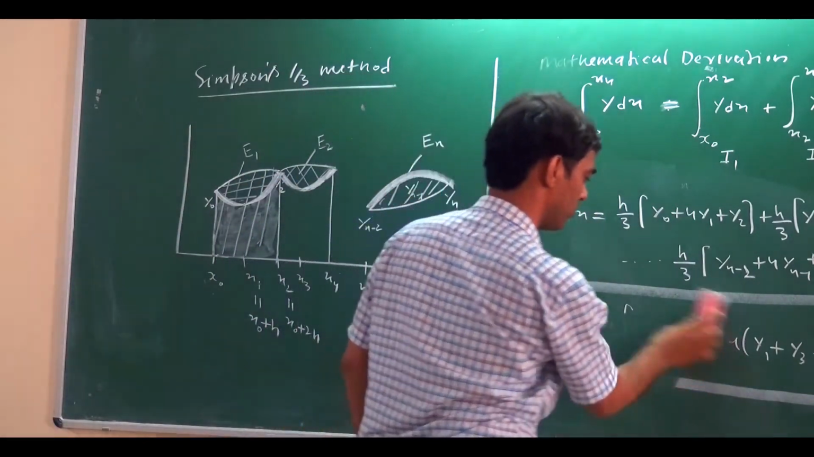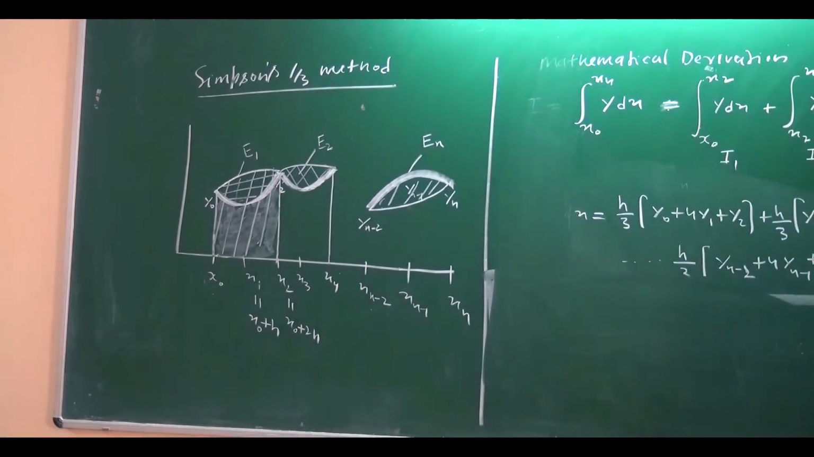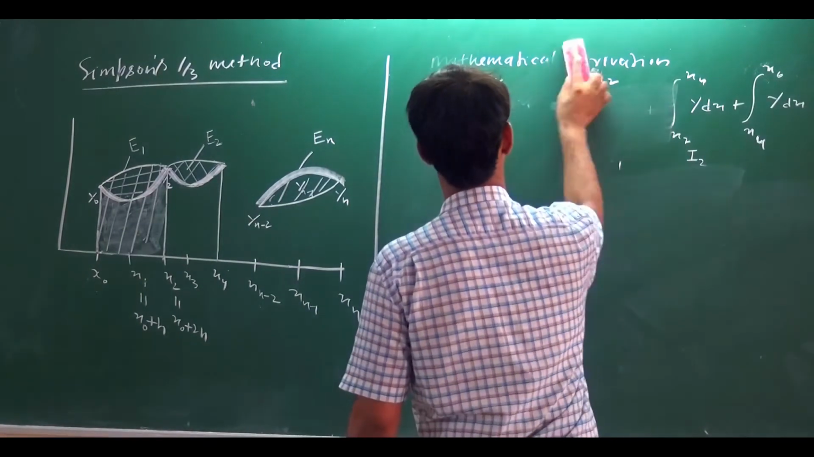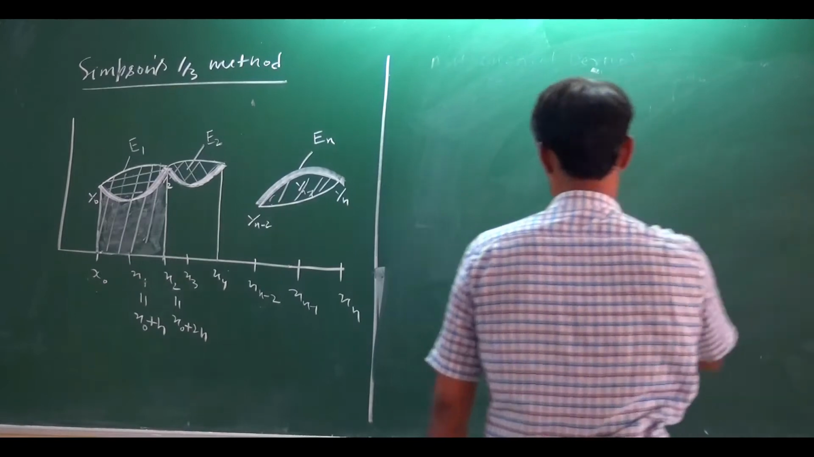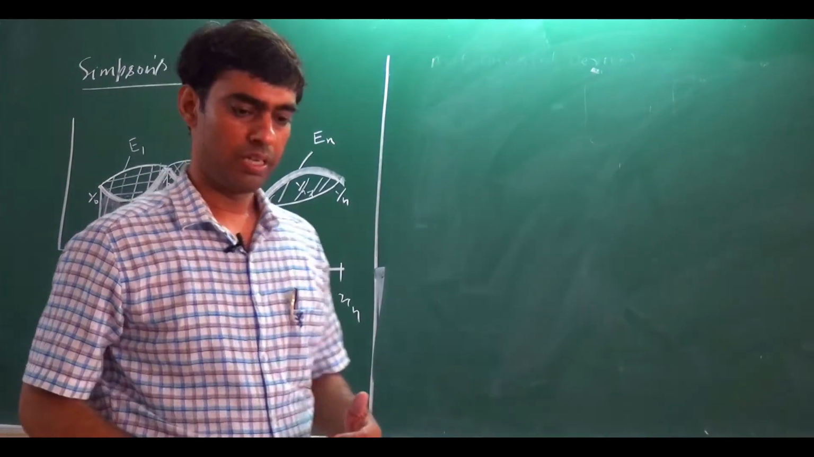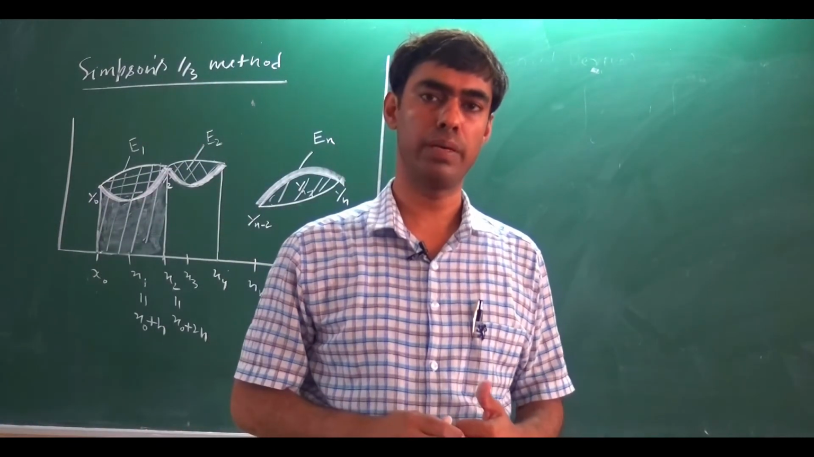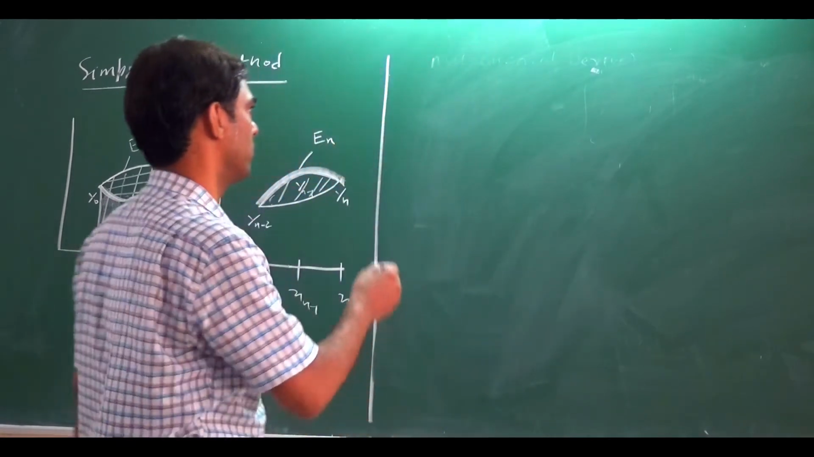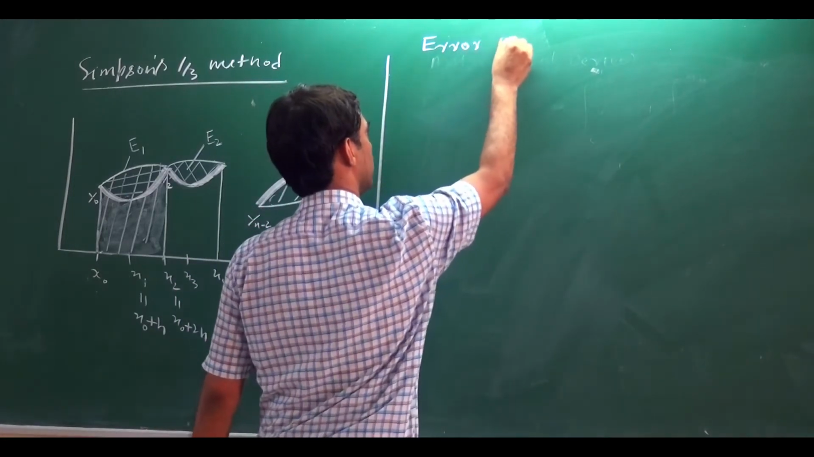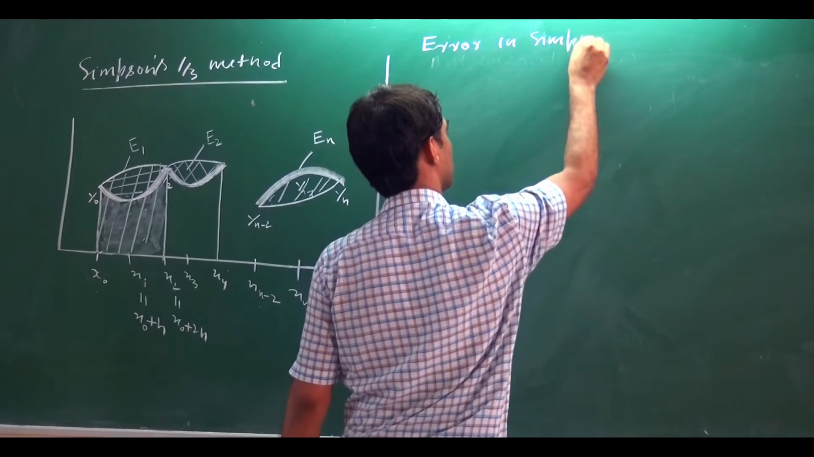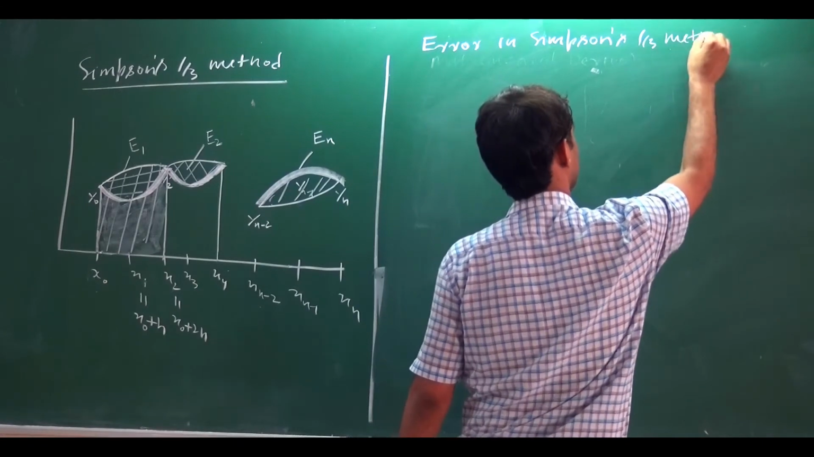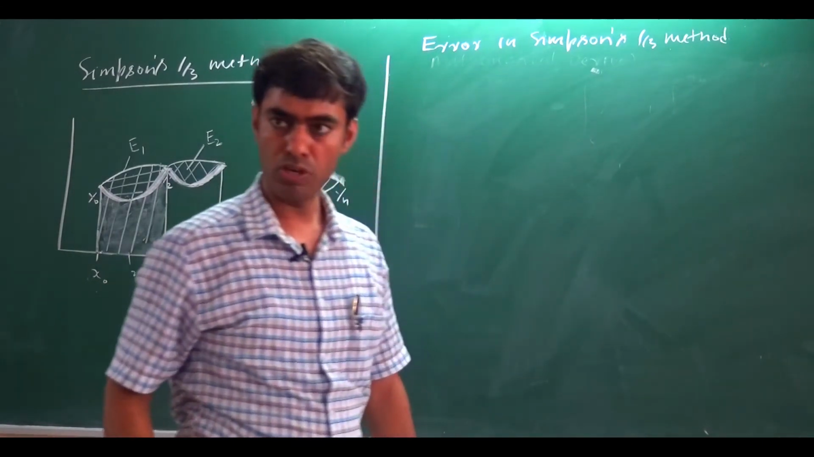So now we are going to derive the error in the Simpson 1/3 formula. What is the error in the Simpson 1/3 formula? It's not a very tough task. With the help of Taylor's expansion, we try to find out the error which occurs in the Simpson 1/3 rule. So how do we find this?